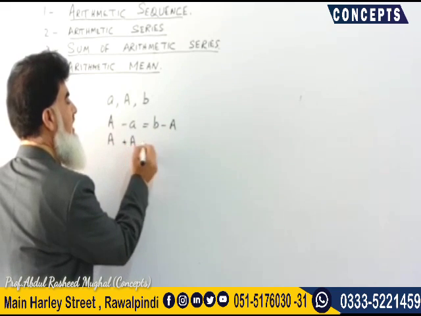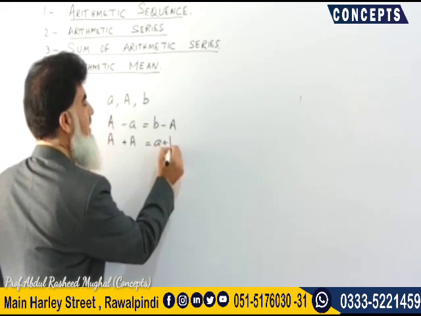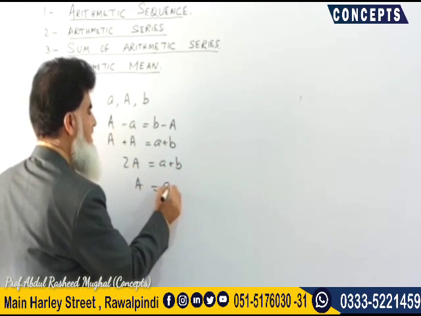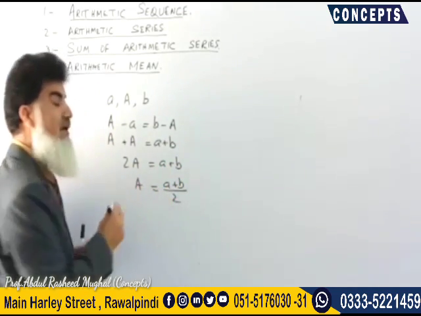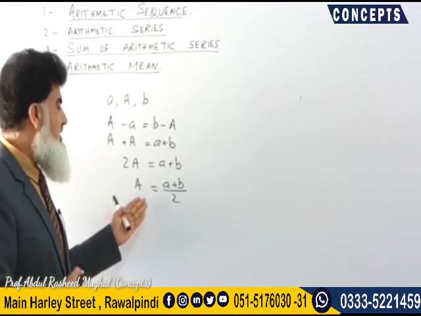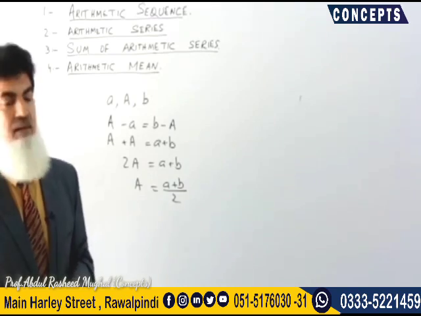Shifting this capital A to the left and this small a to the right, you will get 2A equals a plus b, and capital A is called the arithmetic mean between two numbers a and b. Its formula is A is equal to (a plus b) by 2.